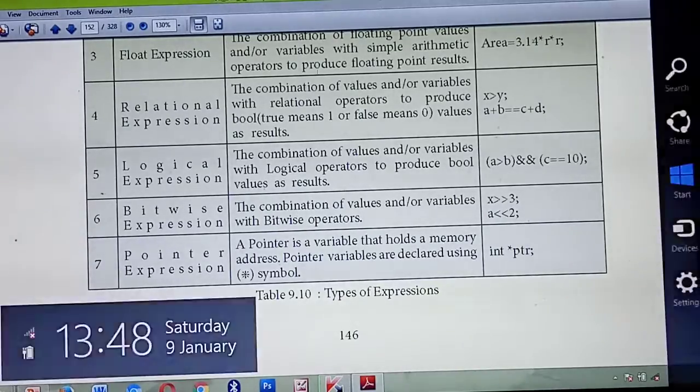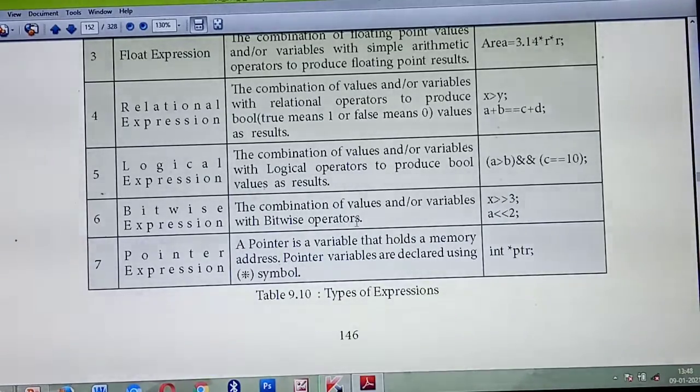Okay. What's the next operation? Bitwise operation. So bitwise operation is always used. This is also a combination of values and variables along with bitwise operators. So what does it mean? It will be, for example, c 2 greater than symbol 3, or a 2 less than symbol 2. That is shift left or shift right. Okay. Bitwise it will shift left or bitwise it will shift right. That's the use of bitwise operation.